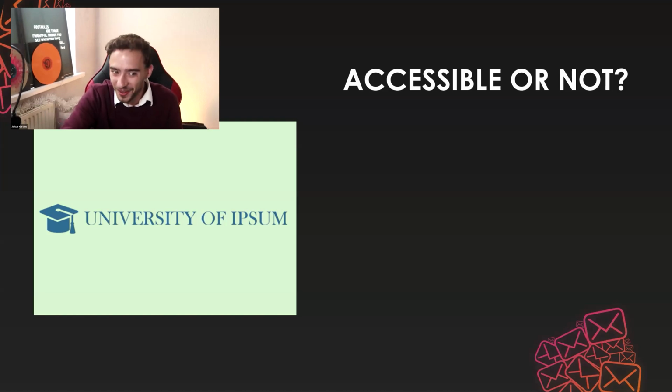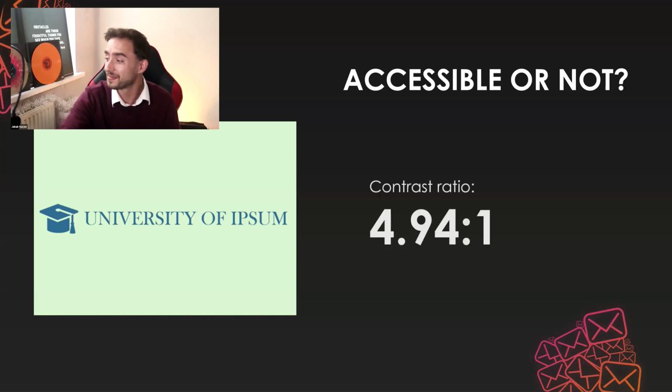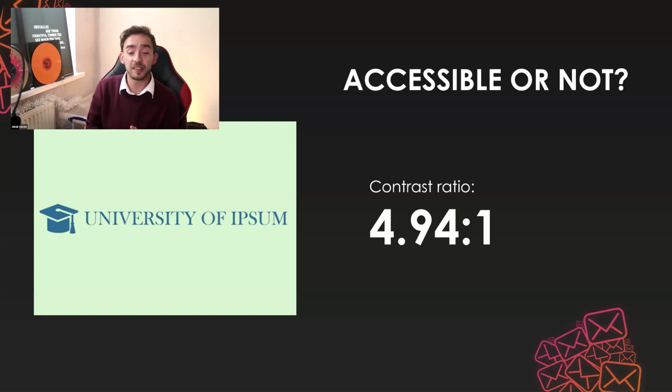All right, so 55% of you said this is accessible. 45% of you said it is not. The answer: it is. Very close to not being accessible. This is accessible at 4.5 to 1. So for a lot of objects, such as buttons, logos, and spaces, this would be an accessible contrast ratio.